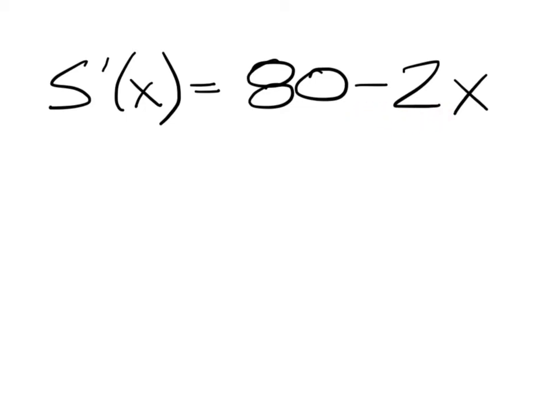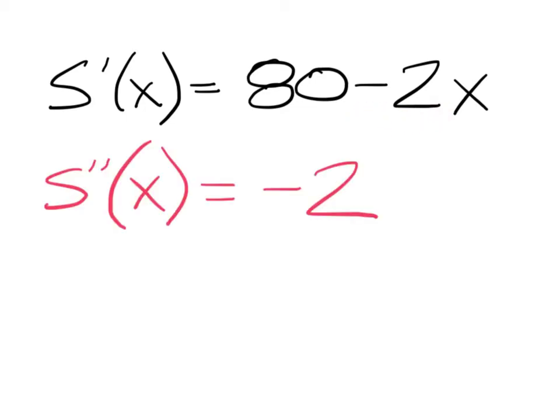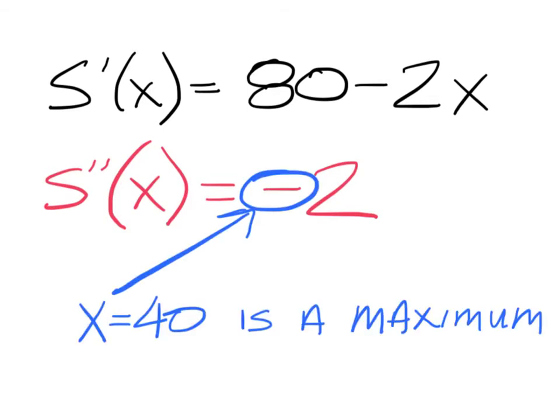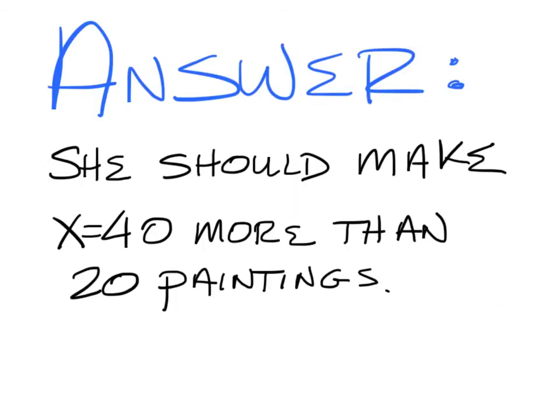Now the answer, she should make x equals 40 more than 20 paintings. 40 more than 20 paintings is a final answer of what? 60, that's it. 60 paintings. Anything after that, she's going to lose money.